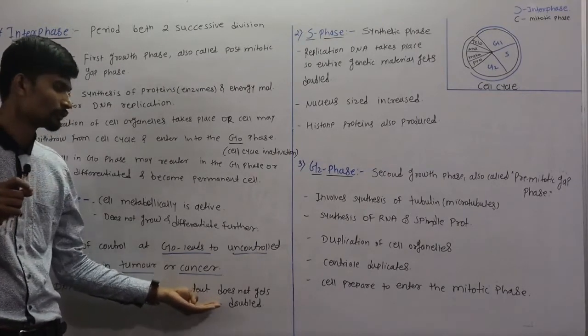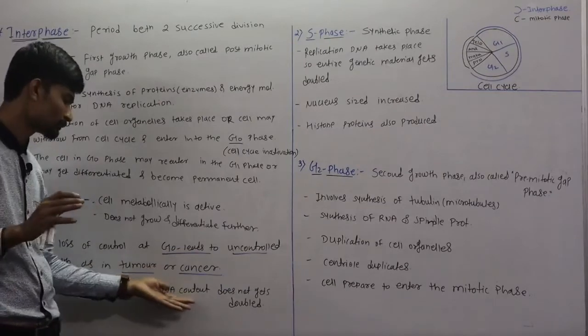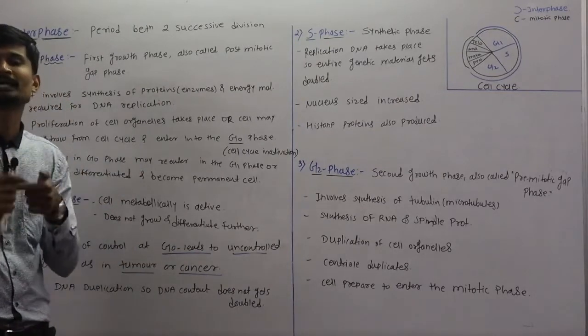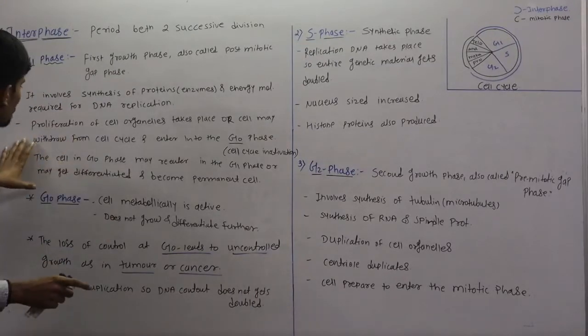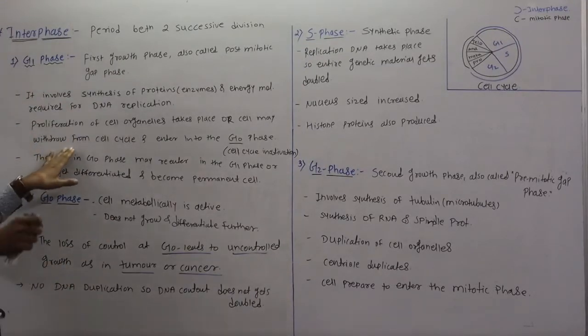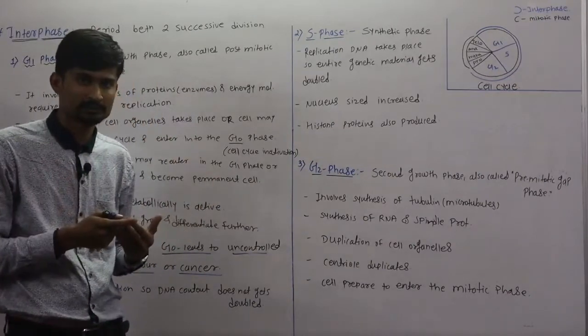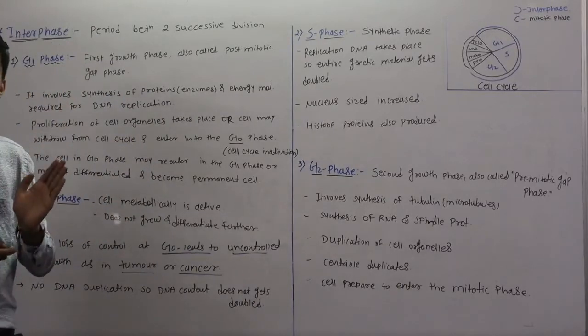so DNA content does not get doubled in the G1 phase. Okay, in G1 phase DNA content does not get doubled because in G1 phase there is no duplication or there is no replication of the DNA, but there is the formation of the energy molecules which are required for the DNA replication. So it means that there is no duplication of DNA in the G1 phase.